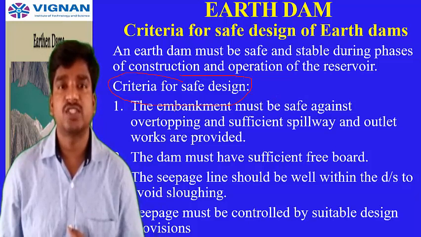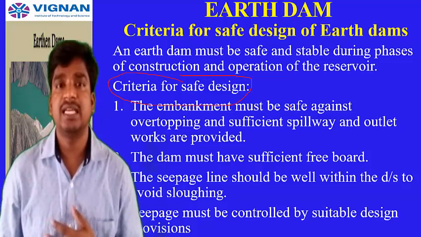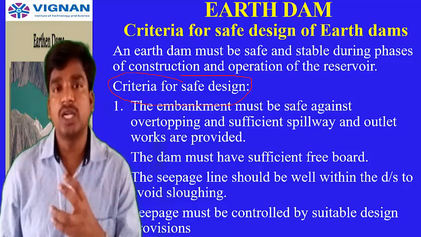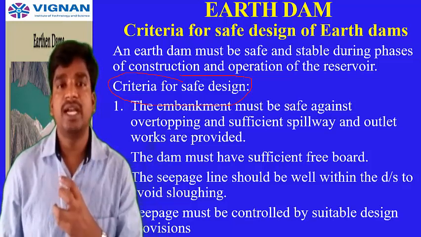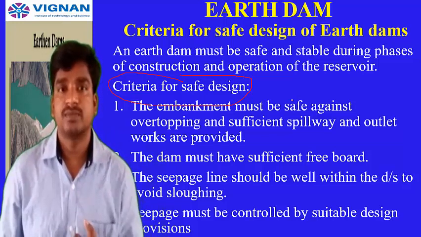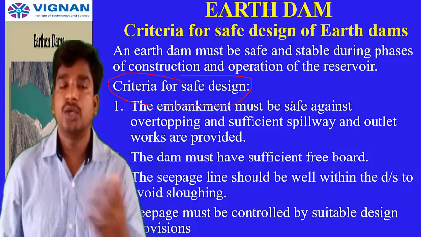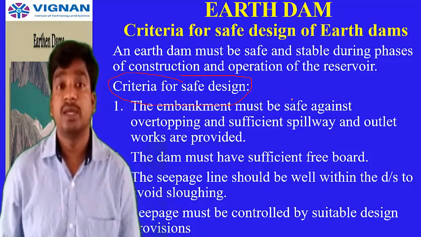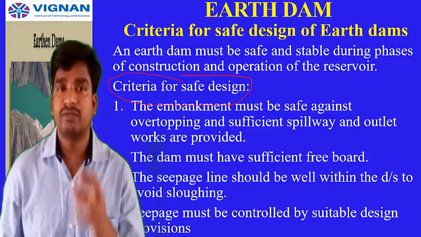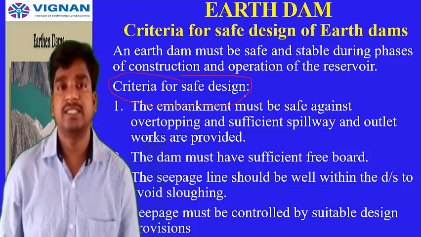Now here the first point is the embankment must be safe. Whatever the embankment is, it must be safe against overtopping, and a sufficient outlet or spillway should be provided in case excess or heavy floods are expected. Okay, so these outlet works should be provided in case of a huge flow. At any cost we have to provide safety to the embankment against overtopping. That is the first and important point to be noted for safe design criteria.